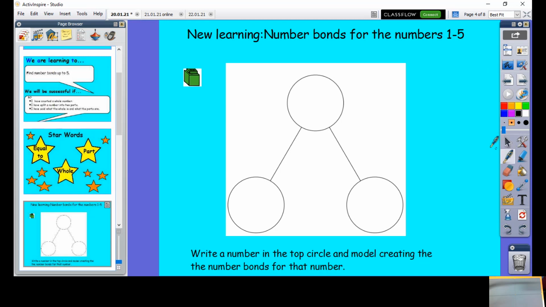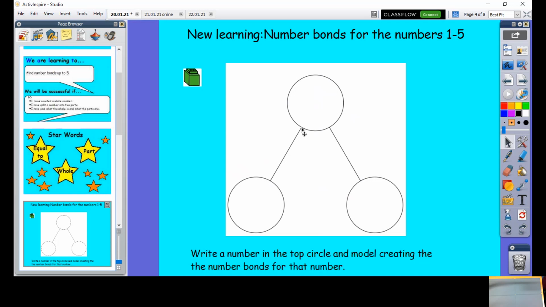Okay, I'm going to write a number into our circle here, and then we are going to split the number into 2 parts. This is my whole circle, and these are my parts. Part, part, whole. Okay, so let's start with number 1. Let's split number 1 into 2 parts. So I could put my 1 cube here. 1 and 0 makes 1.